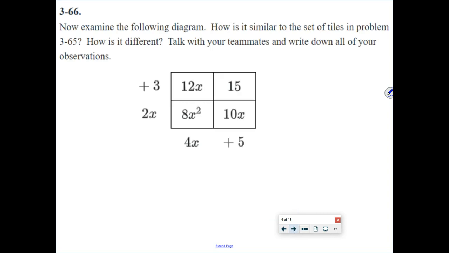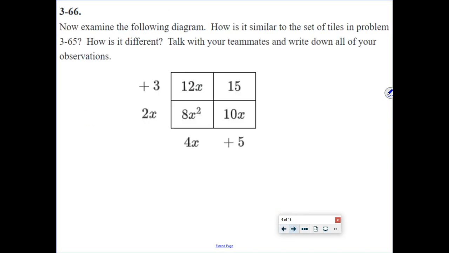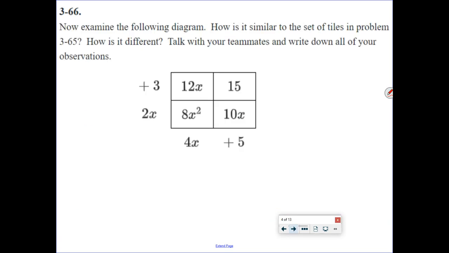Hopefully what you notice is that that and that are the same thing. They're just divided separately. So they took this part right here and this part right here and divided them by the type of tiles. Right here we have 8x squared. Right here we have 12 x's. Right here we have 10 x's. And right here we have 15, which is what you see right here.